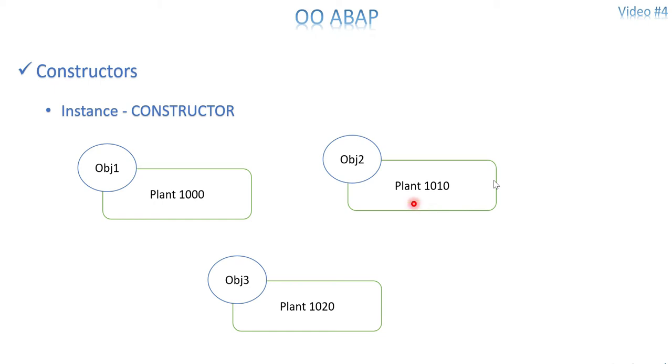So I'm going to keep an instance constructor, because the requirement is different. The user has to send a value at that time. Based on the value, my constructor should work. Okay, so in that case, I go with the instance constructor.